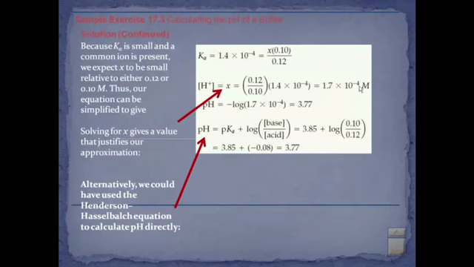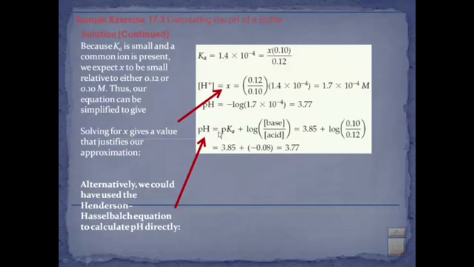So here's your hydrogen ion concentration, therefore all you have to do to figure out pH is negative log it, and so you have 3.77. Alright, and here is where I get to show you that the Henderson-Hasselbalch equation actually works perfect for this entire thing, which is really cool.